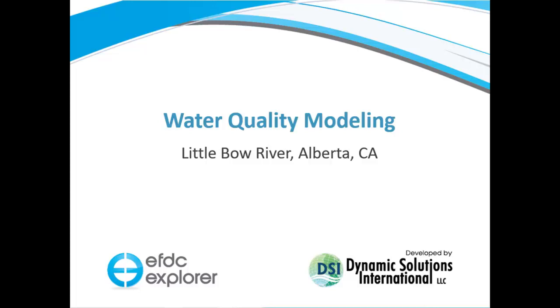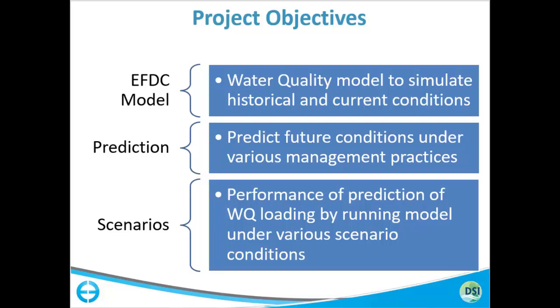So now let's move on to another project in Calgary, Alberta. This is the Little Bow River, and the main project objectives were to create an EFDC model in order to calculate water quality parameters for hindcasting and forecasting the future based on different management scenarios. So the scenarios that we were looking at were the performance of prediction of water quality loading by running various scenario conditions, like decreasing certain parameters such as phosphorus or nitrogen.